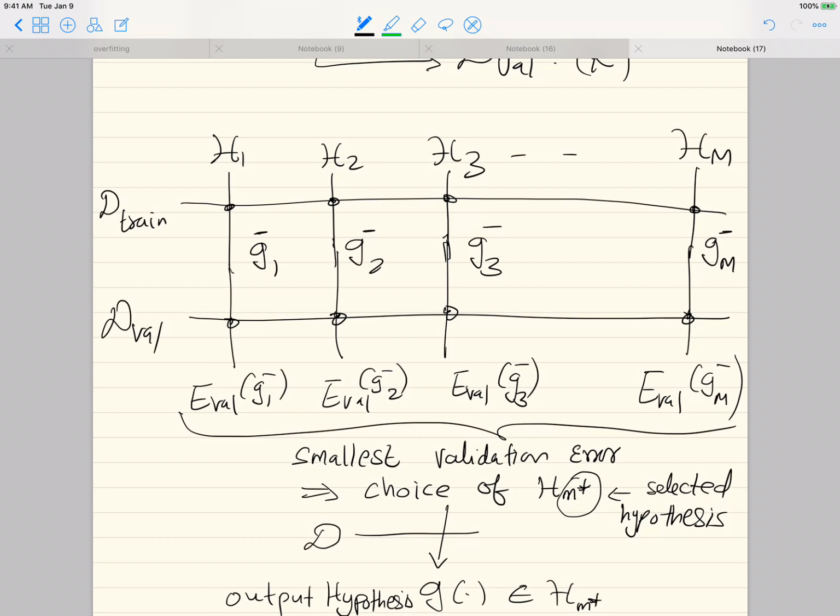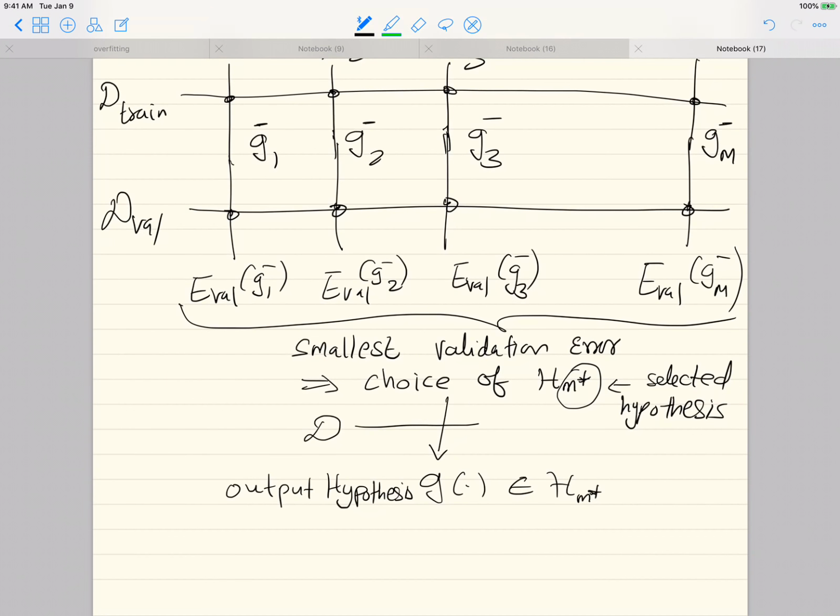Now G will not necessarily be any of these. If you were to just use D train here and train it, you would get G M star minus, right? But that is not the best choice. You should not live with less data for training because every point can potentially be very important. So the final output will always be G.